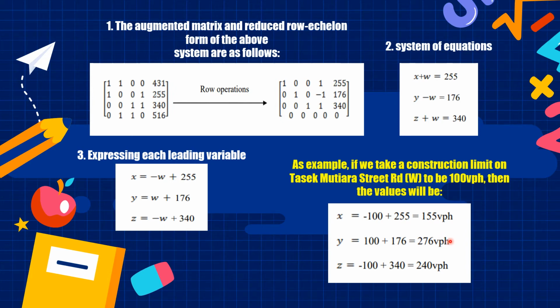And then if we take a construction limit on Tasik Mutiara Street, which is route W, to be 100 vehicles per hour, then the values will be x equals 155 vehicles per hour, y equals 276 vehicles per hour, and z equals 240 vehicles per hour.